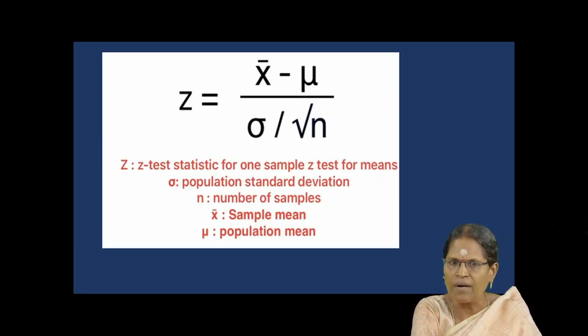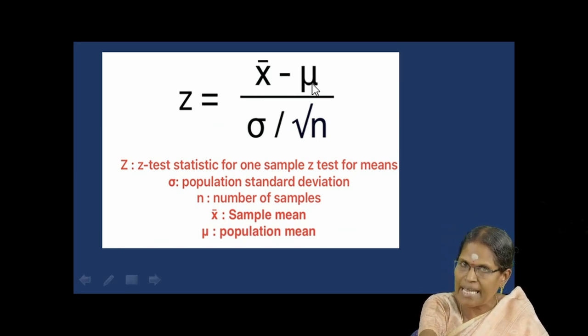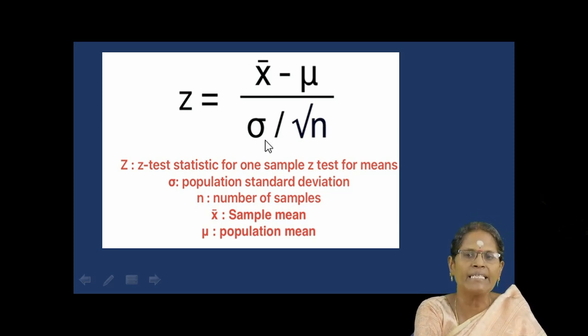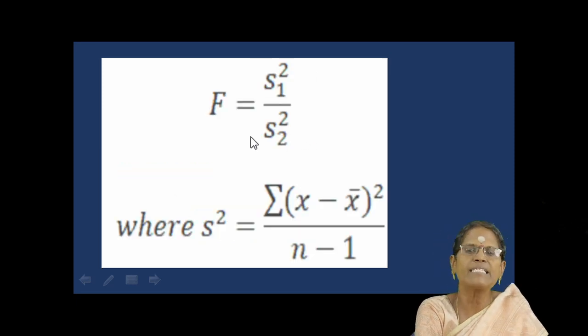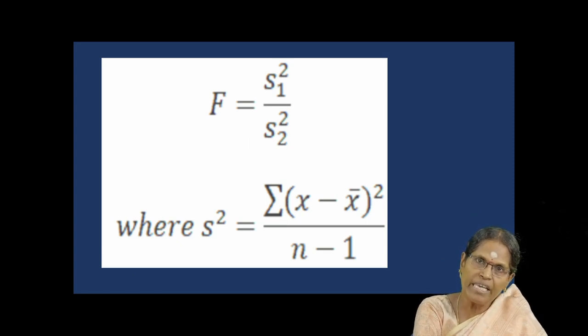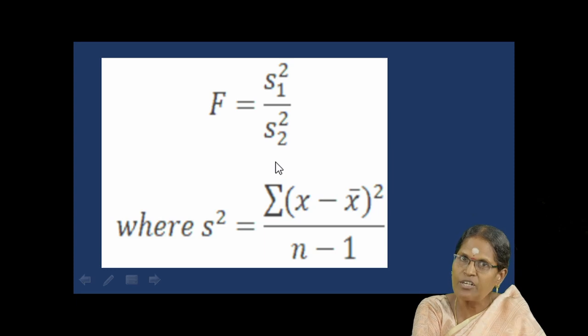And in the case of Z, this Z can be applied for large samples. Here also we are comparing only the same variance between these two parameters. But the standard error is standard deviation divided by root n. And another test is the F test. This F test is for measuring the variances, that is standard deviation squared, S1 squared divided by S2 squared. Only the formulas are different.